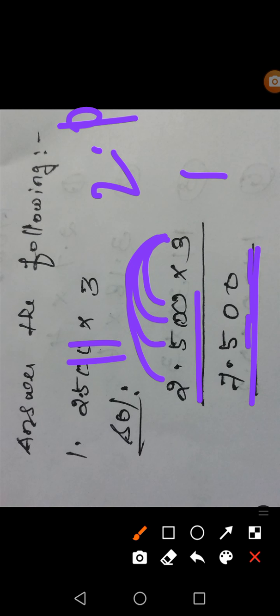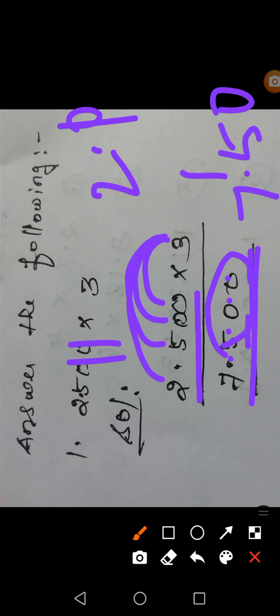So the point, after how many numbers do I have? Correct. 3 numbers, 1 2 3. 3 numbers before, you keep the point. So how to read? 7.500. Point after zeros means that there is no value. So that is rejected. So that is the solution, 7.5. Do you understand, student? One more question.